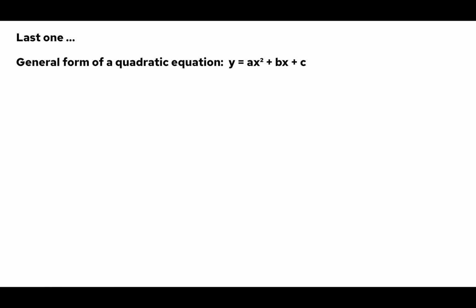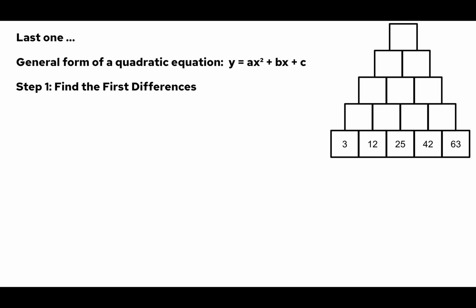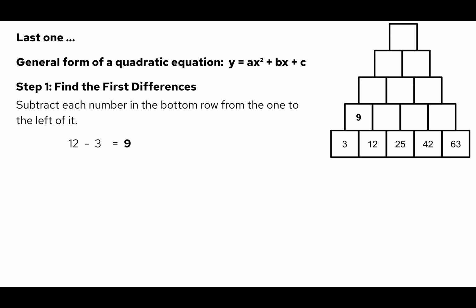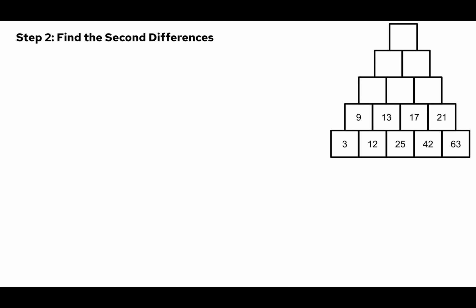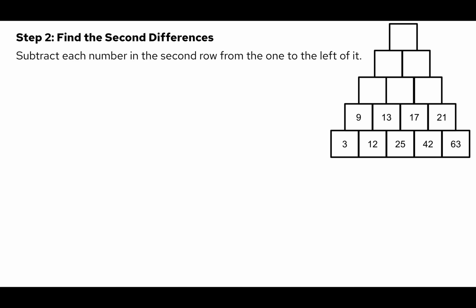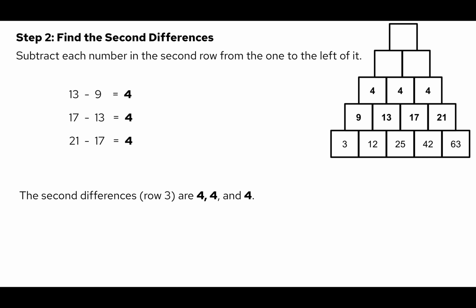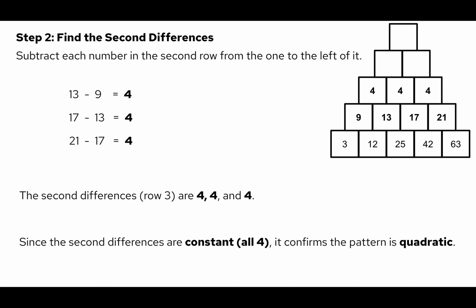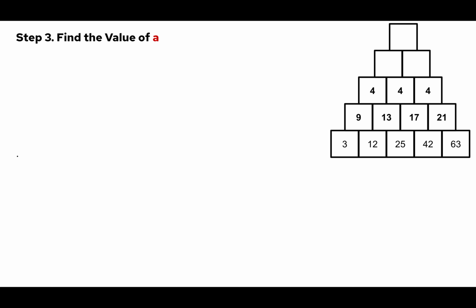Again, we're going to do it the same way. Here's our general form for a quadratic equation. This time I have 3, 12, 25, 42, and 63. Again, we're going to find our differences, and I end up with 9, 13, 17, and 21. Now for the second row, the difference is 4, 4, 4. Oh, this time it's 4 instead of 2. That's interesting. But since they're all the same number, it confirms it's a quadratic.